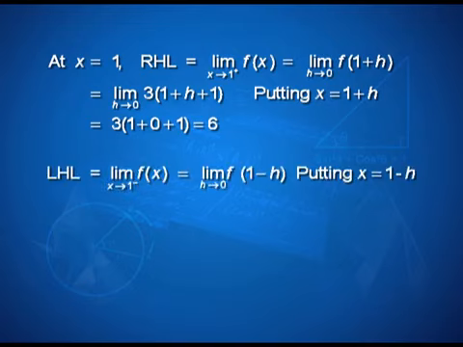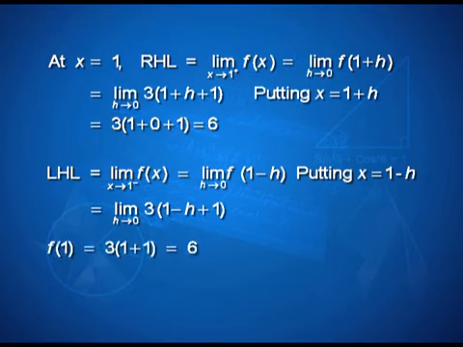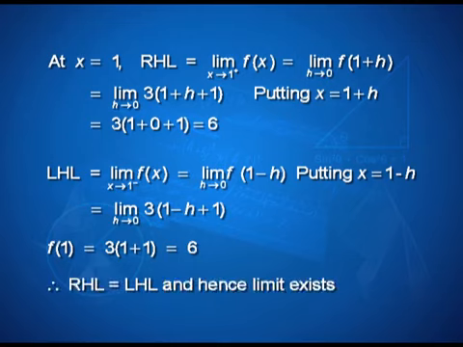Now check the left hand limit, that is equal to limit x tends to 1 negative f of x is equal to limit f of (1 minus h) as h tends to 0. Here we are putting x is equal to 1 minus h, that is equal to limit 3 into (1 minus h plus 1) as h tends to 0. Therefore, f of 1 is equal to 3 into (1 plus 1), that is equal to 6. Therefore, left hand limit is equal to right hand limit, and hence we can see here that the limit exists.